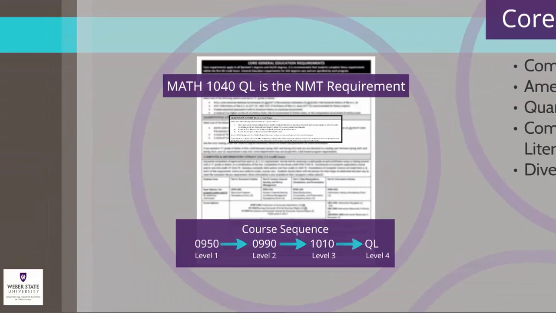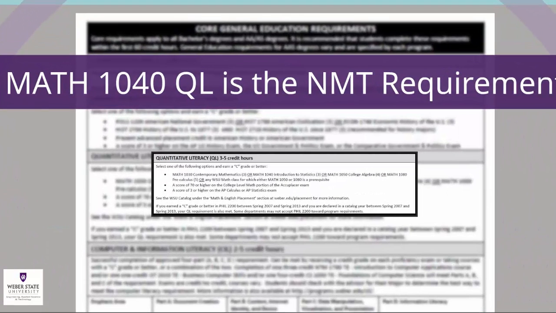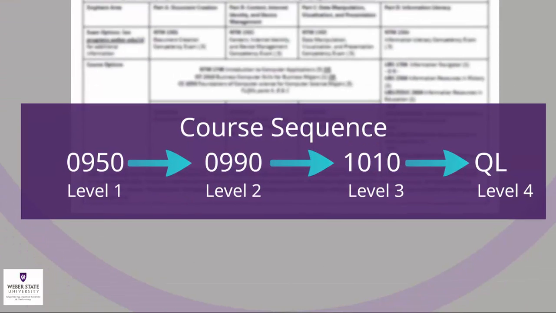The third requirement under the core section for general education is quantitative literacy. Please note that as a network management technology student, your major requires Math 1040. This course will fulfill your quantitative literacy requirement. As with English, you may need to take prerequisite courses before taking Math 1040, depending on where you were placed in the Math Mastery Exam or ACT in the past 2 years. The Network Management Technology math sequence is Math 950, Math 990, Math 1010, Math 1040.